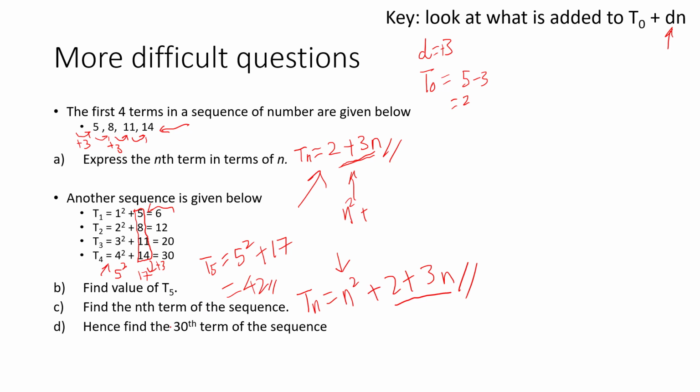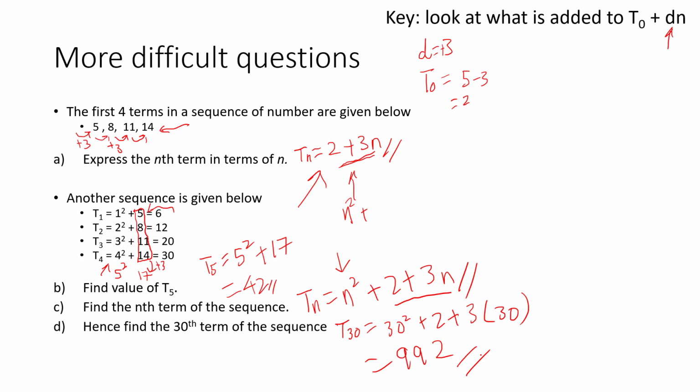Finally, find what is the 30th term of the sequence. Very simple. Term 30 will be equal to 30 squared plus 2 plus 3 times 30. And I will have 30 squared, which is 900, plus 2 plus 3 times 30. And my answer will be 992. Alright.